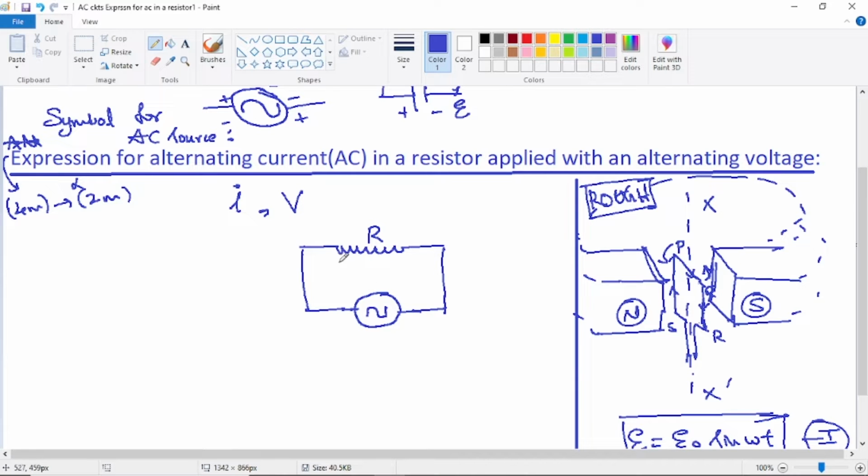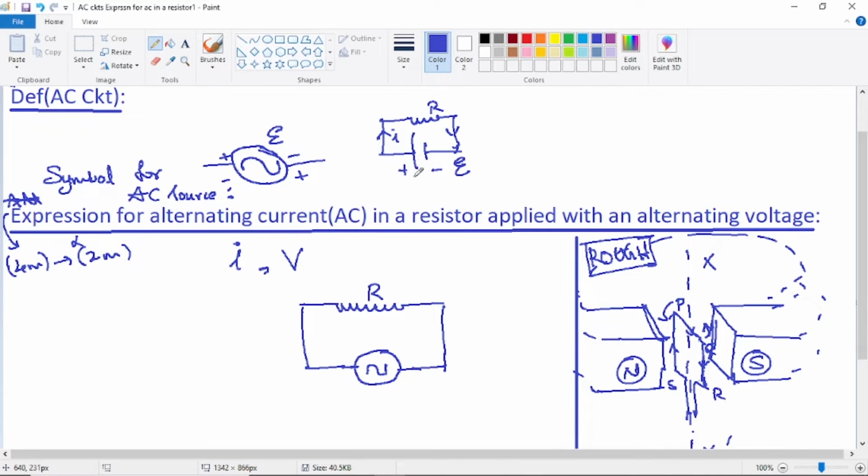So this is the simple example of an AC circuit. As we have already seen in the definition, we have a circuit consisting of a resistor and an alternating current source or alternating voltage source. This is the regular symbol for an alternating voltage source. Now, the EMF of this source, or applied by this source.